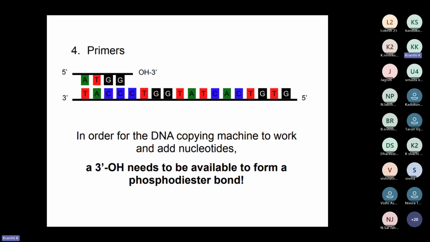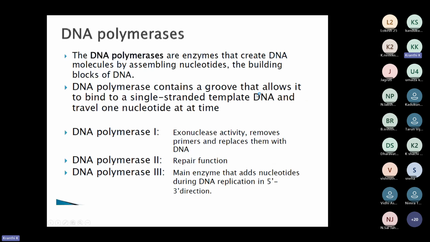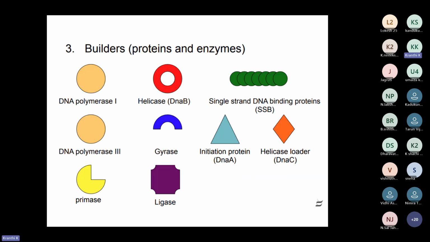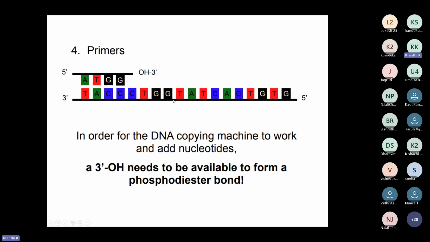Later we need a primer. Primer means here it will start the formation of a new strand. In order for the DNA copying machine to work and add nucleotides, a 3 prime OH needs to be able to form a phosphodiester bond. We need this primer. Then from this primer only the initiation will start. We are talking about the prokaryotic. Later we'll be discussing the eukaryotic.